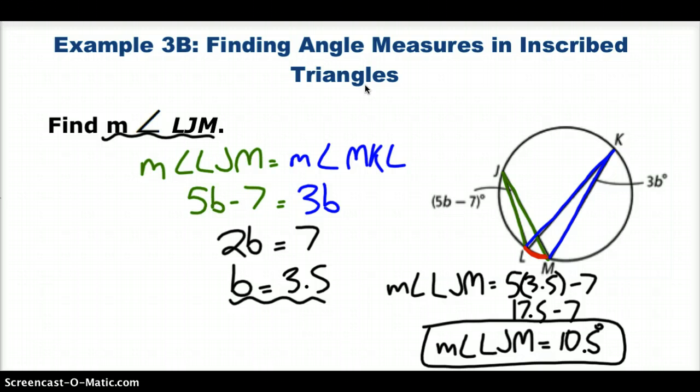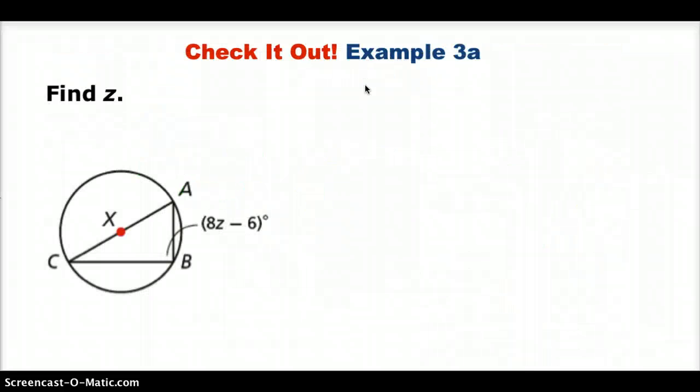Okay, let's look at just a couple more examples here in this video. I know it's getting a little long, but we'll survive. Okay, so let's look one more time. Again, we have an inscribed triangle here. We want to find the measure of Z.